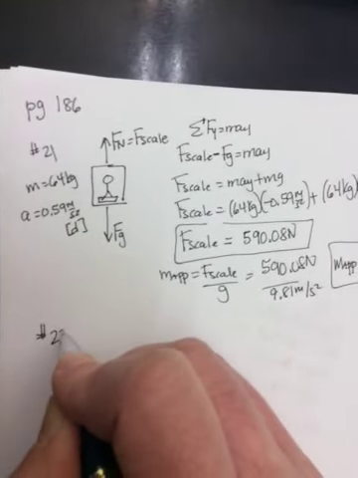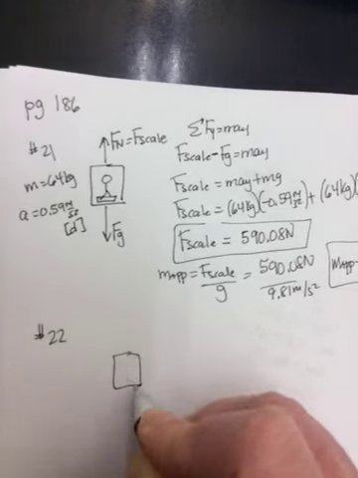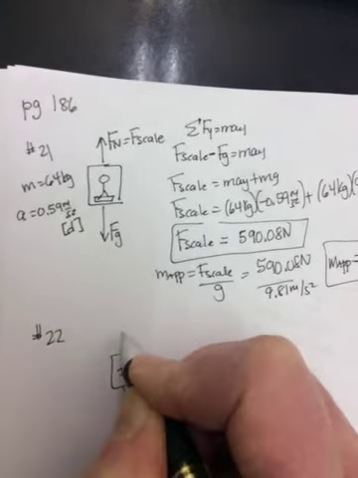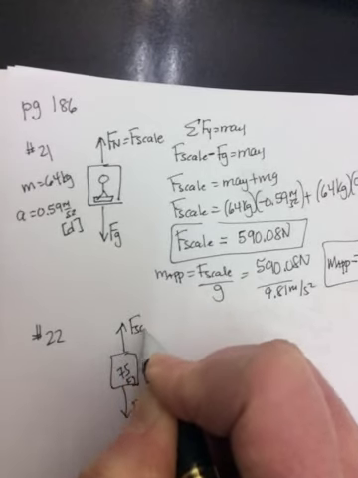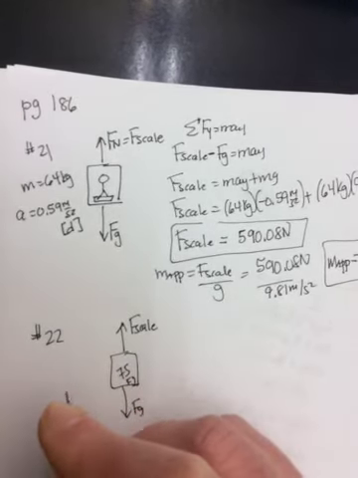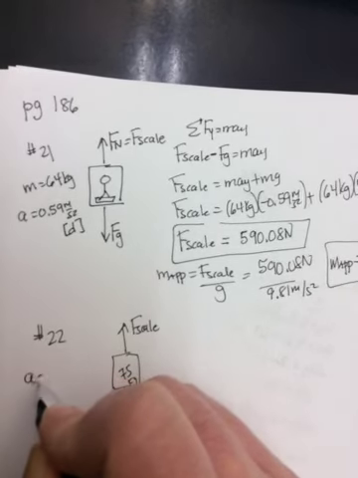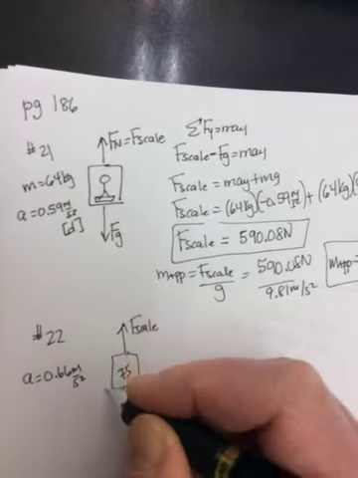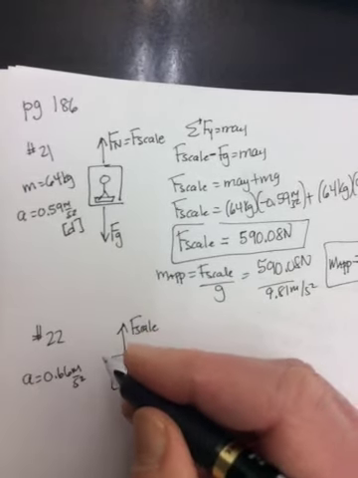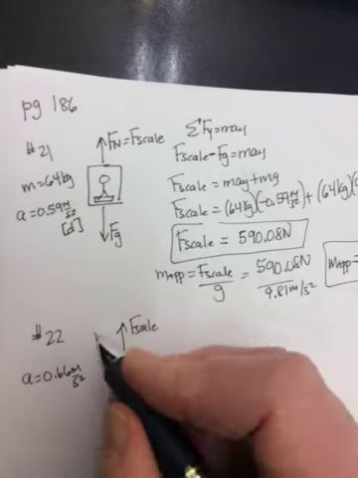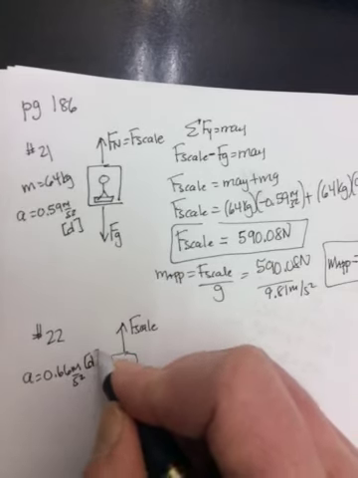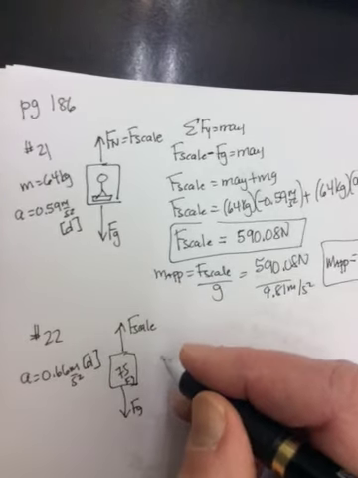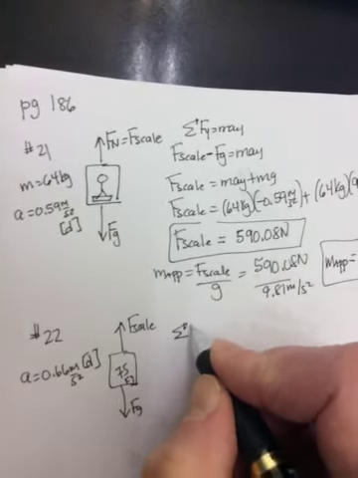Number 22, 75 kilogram man standing on a scale. Fg is acting down. F scale is acting up. The elevator begins to descend with an acceleration of 0.66 meters per second squared. And again, it wants the direction. So it's going down and speeding up, so its acceleration will be downward. Assuming we call up positive, then the acceleration will be negative. And then it wants the reading on the scale.